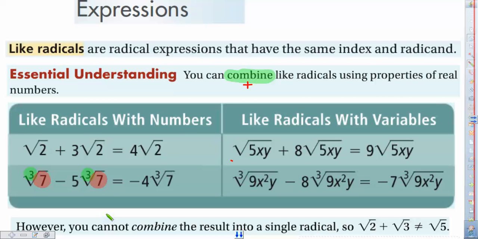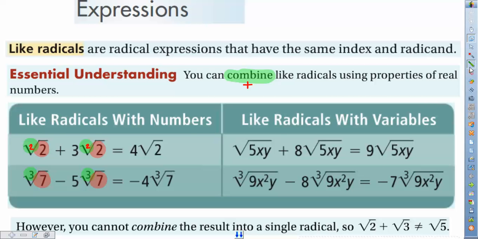So here I can combine those together. These have the same radicand, and they actually have the same root, right? And what kind of root is both of those? Yeah, we think of those as square roots. Those are supposed to be little 2's right there. But if you look over here at the other examples, like radicals with variables, there are 2 situations where we can also combine those together.